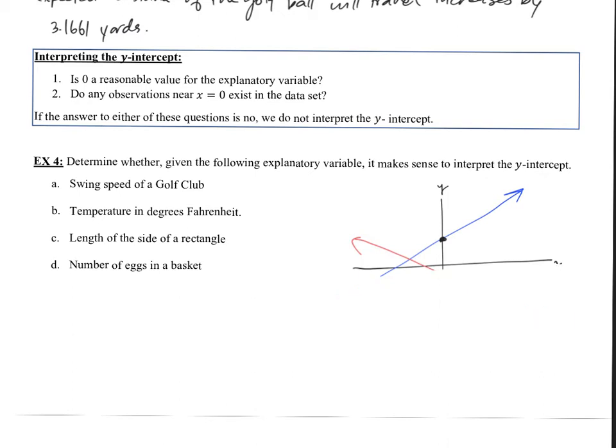But let's take a look at what we could use it for in interpreting our problem. For interpreting the Y-intercept, is 0 a reasonable value for the explanatory variable? These are questions we're going to ask ourselves. Let's think of different types of problems. If we're talking about the amount of money I have in my wallet, is 0 a reasonable amount of money to have in my wallet?